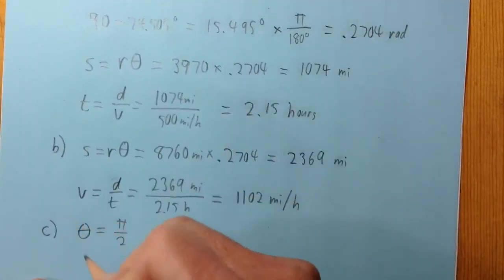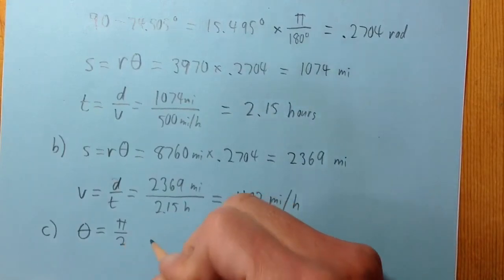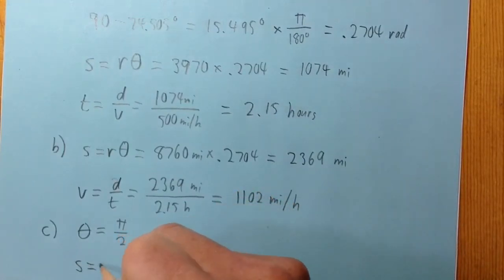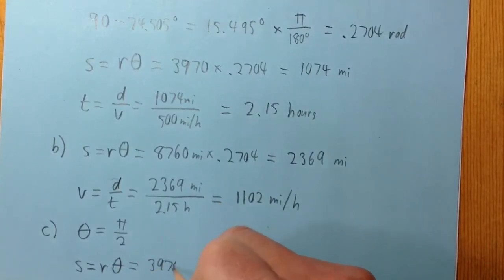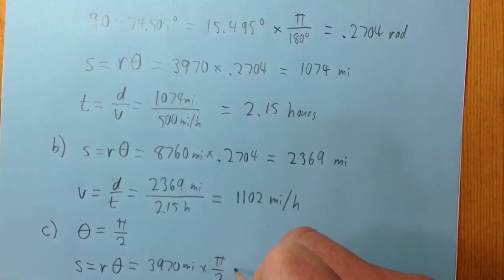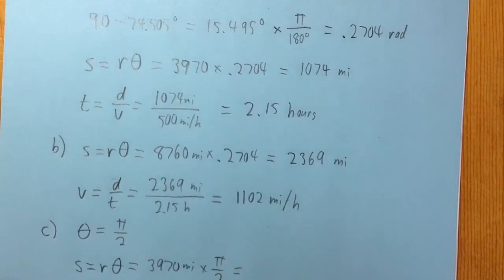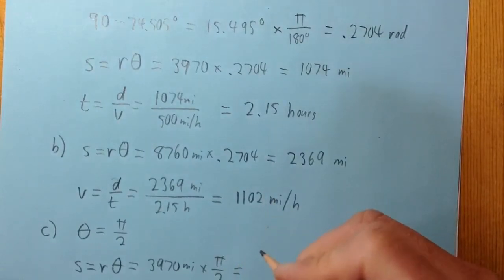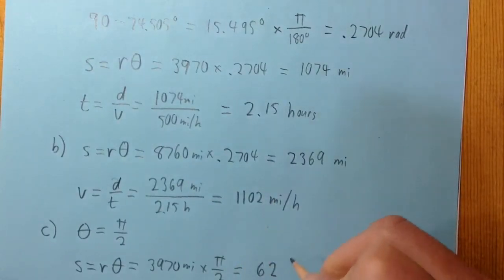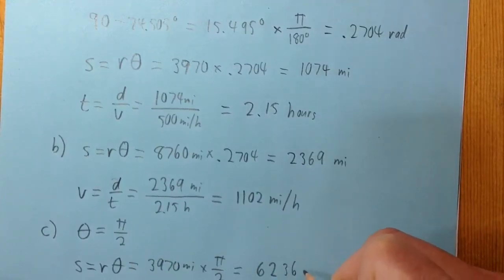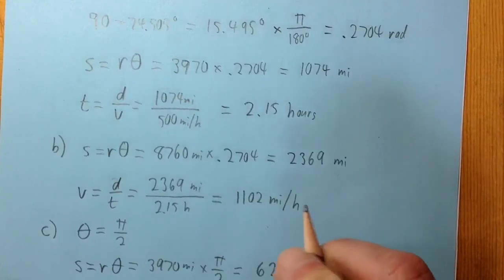So how far has it gone? Okay, how far has it traveled? So the distance it goes is r theta. We know the radius was 3970 miles times pi over 2. So take 3970 times pi divided by 2, and I get 6236. So when it gets to the equator, when it's traveled pi over 2 radians, it's 6236 miles. How long does that take?